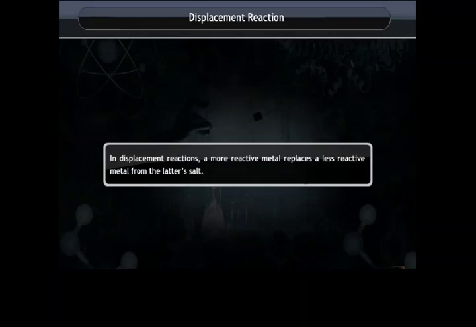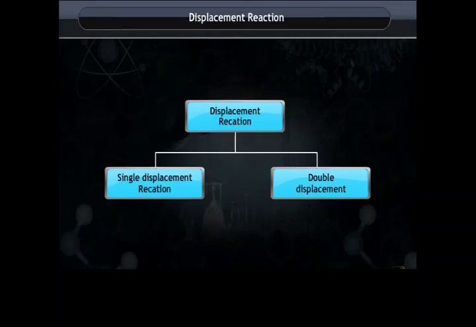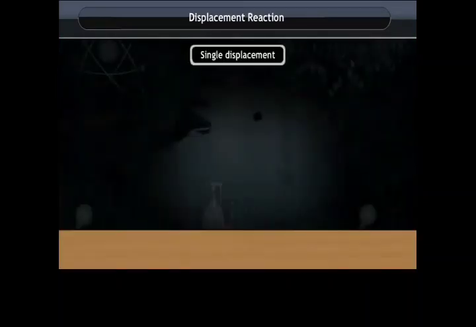Displacement reaction. In displacement reactions, a more reactive metal replaces the less reactive metal from the latter's salt. It is classified into single and double displacement. Let us understand single displacement reaction with the help of an activity.